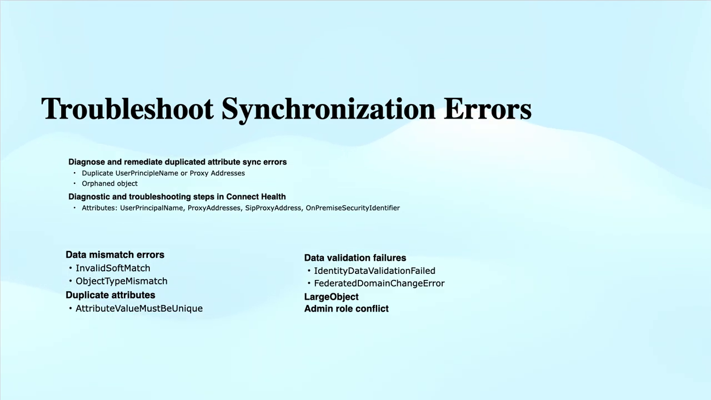It should be synchronized. When there is an existing user as a cloud-only object, you can also see the conflicting user synchronized to Microsoft Entra ID. The users can't be matched in sync to existing objects. There is no direct way to remap the source anchors in this case. Data mismatch errors can be there, like invalid soft match or object type mismatch. Duplicate attribute issues can be there. Attribute values must be unique. Data validation failures can be there. Identify data validation failed or federated domain change errors. Large objects or admin role conflicts can also be there.